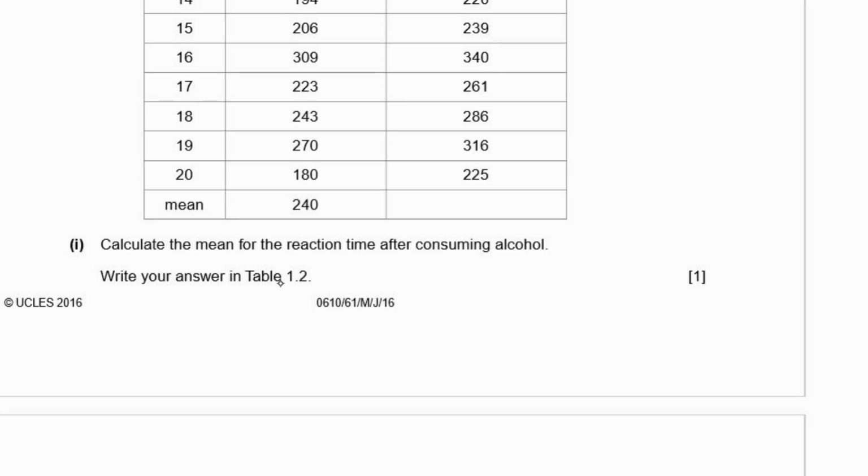Now, they don't say leave a space for your working out, because that's kind of irritating, writing it all out and then having to type it into the calculator. It's just another place you can go wrong. So basically you type in 225 plus 316 plus 286 plus 261 plus 340, etc., for the 20 trials, and you divide it by 20. And the answer you will get is 280.